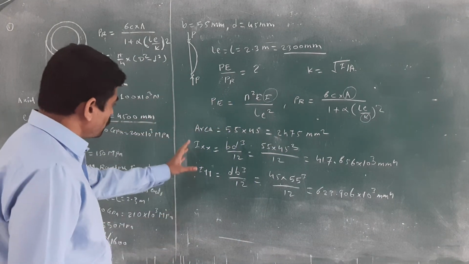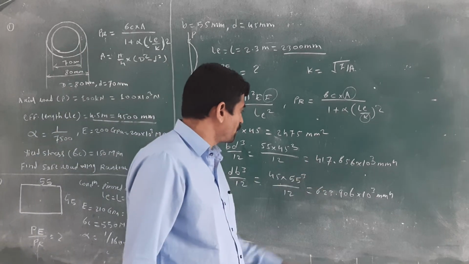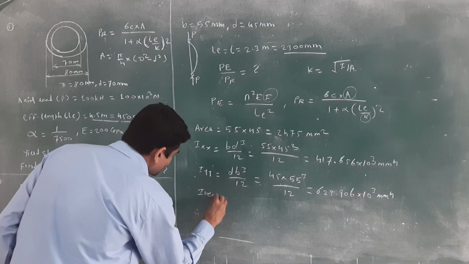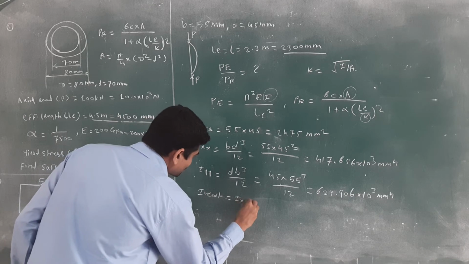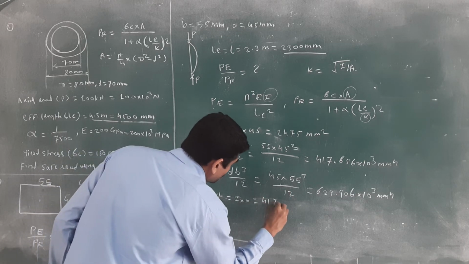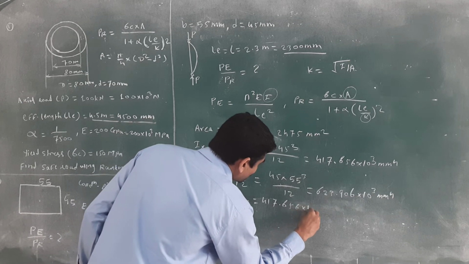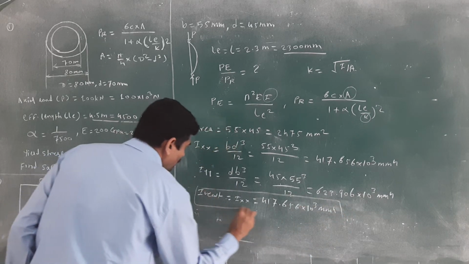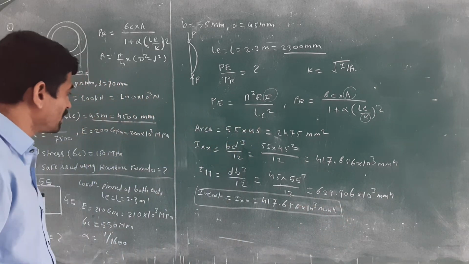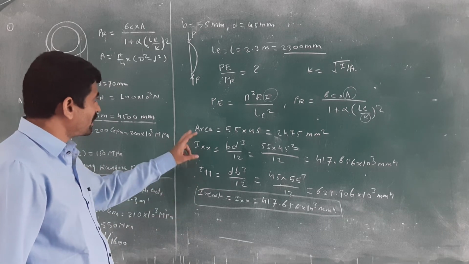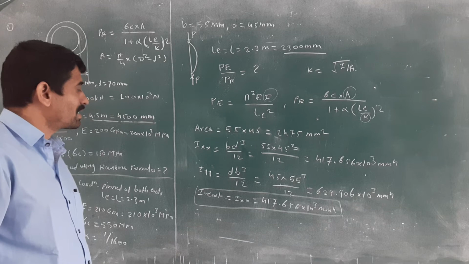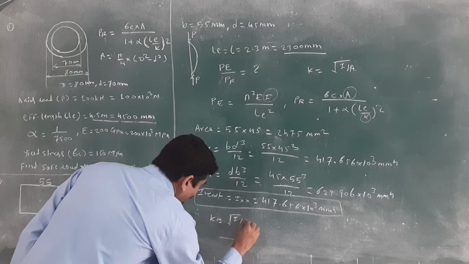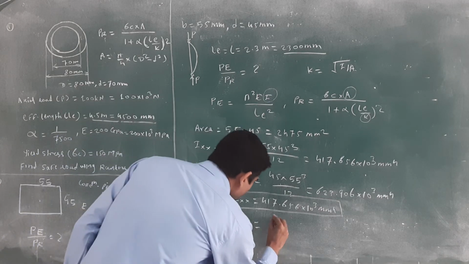Then which is the least moment of inertia out of these two values? Check which one is the least. I least is equal to IXX, which is 417.656 into 10 raised to 3 mm raised to 4. This is the least moment of inertia. Once you have the I value and the area value, easily you can calculate the K value. K is equal to root of I by A.